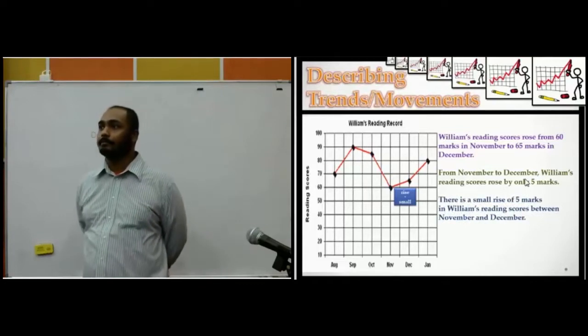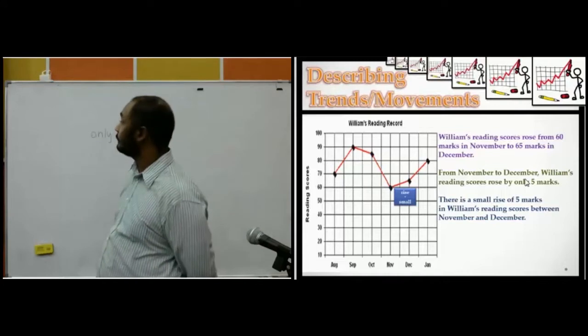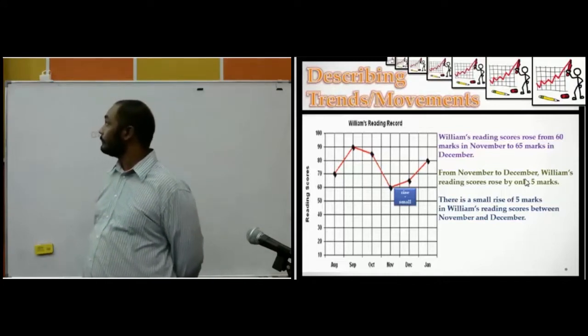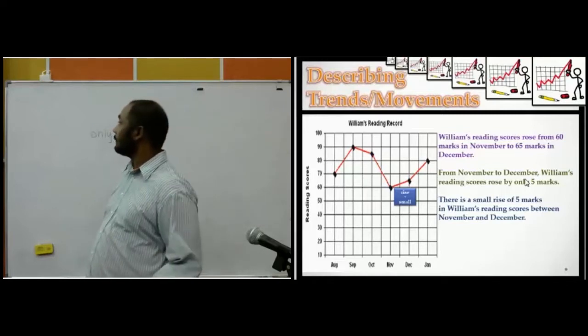Aswat: There is a small rise of 5 marks in Williams' reading scores between November and December. Noun. It's a noun phrase. Yeah, it's a noun phrase.